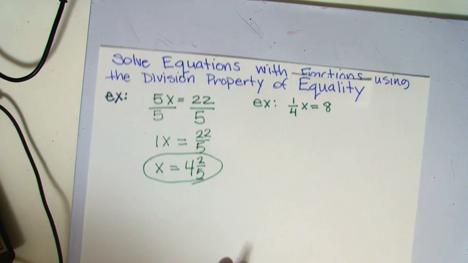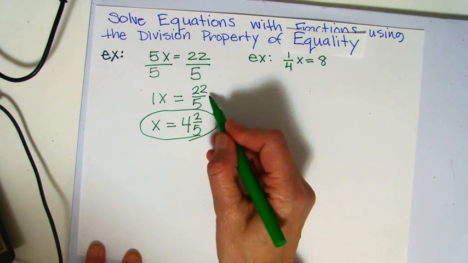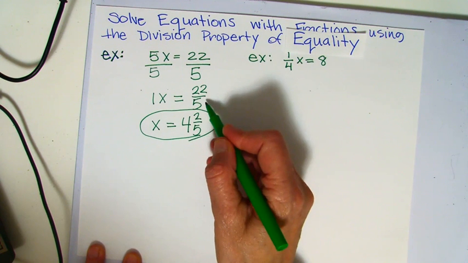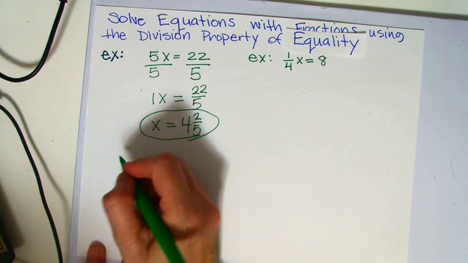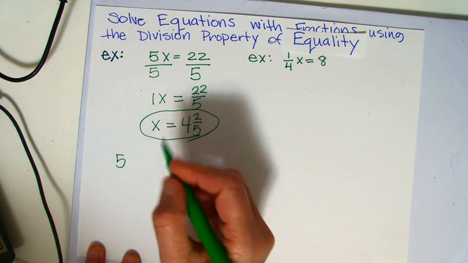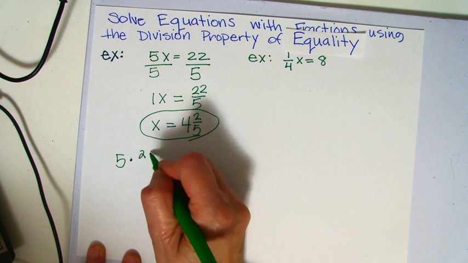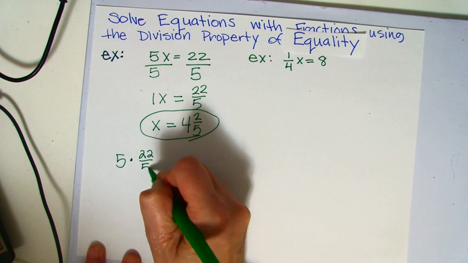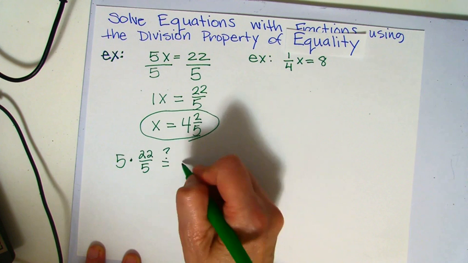Like the other problems, I do recommend checking your work. To do this, I'm going to plug in 22/5 into the place where x is. So 5 times 22/5, and does that equal 22?